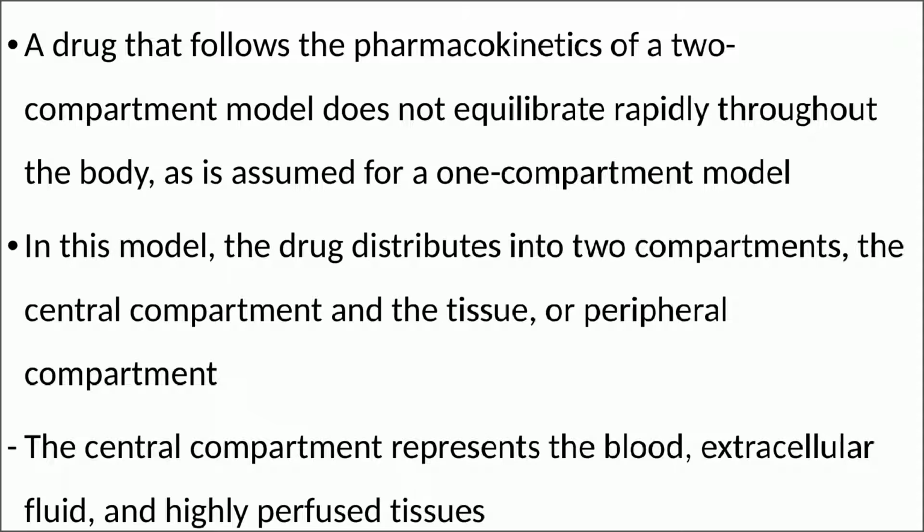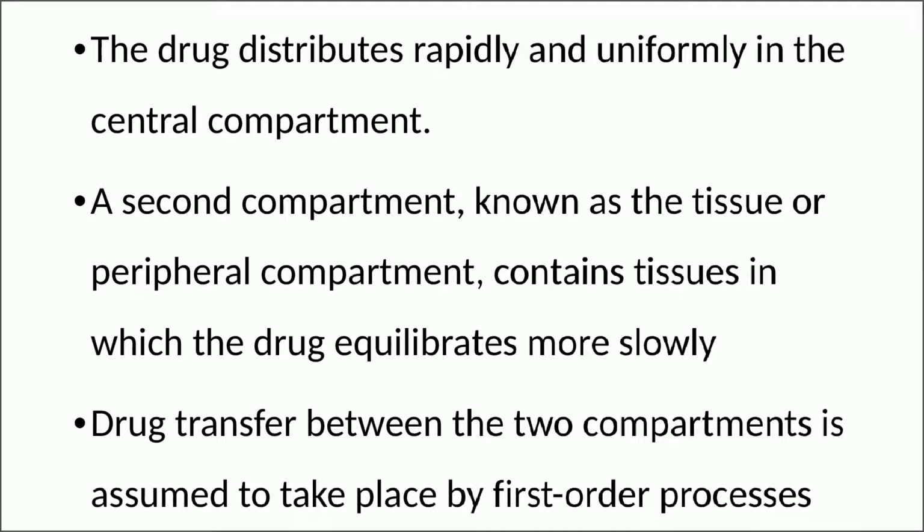In this model, the drug distributes into two compartments, the central compartment and the tissue or peripheral compartment. The central compartment represents the blood, extracellular fluid, and highly perfused tissues. The drug distributes rapidly and uniformly in the central compartment. A second compartment, known as the tissue or peripheral compartment, contains tissues in which the drug equilibrates more slowly. The drug transfer between the two compartments is assumed to take place by first order process.